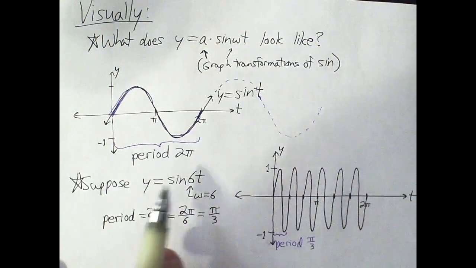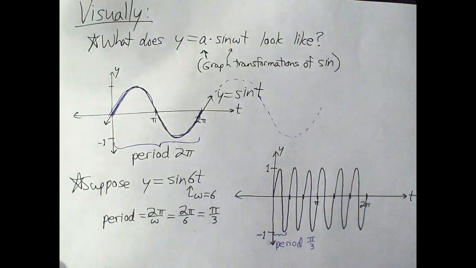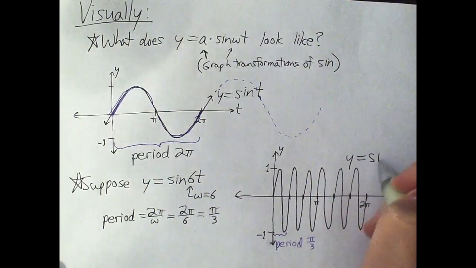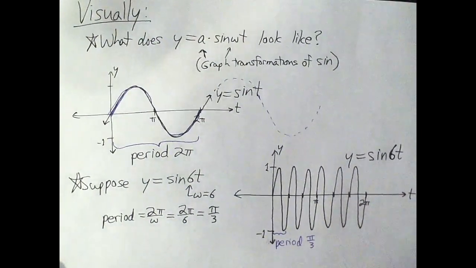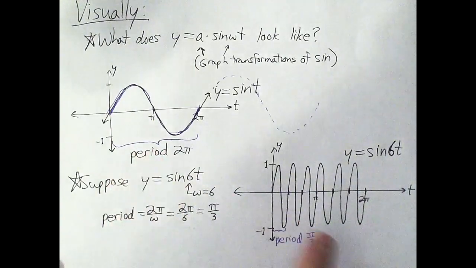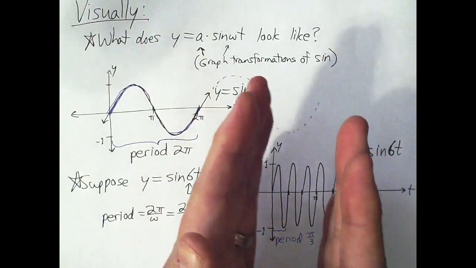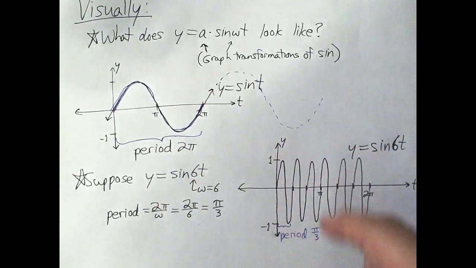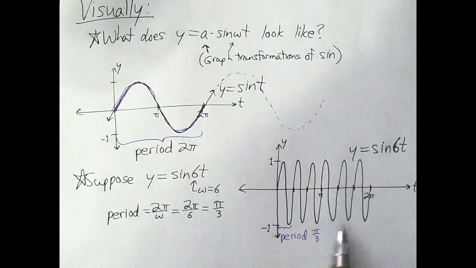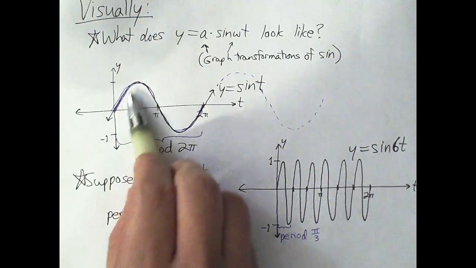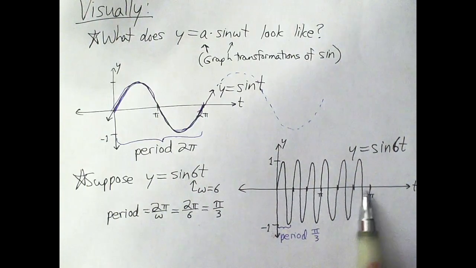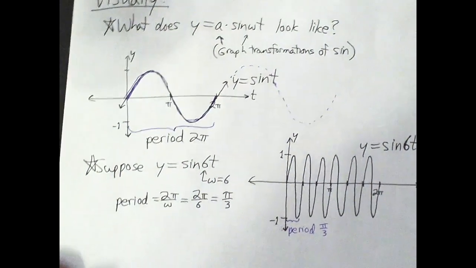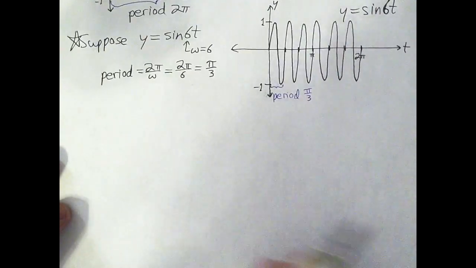Anyway, that is what y equals sine 6t looks like. So I'll write y equals sine 6t. So the 6, the omega, it wound up changing the graph pretty dramatically, right? So you could say that we go through a lot more periods by the time we get to 2 pi. Instead of just going through one period, we've gone through, I guess, 6 periods by the time we get to 2 pi.